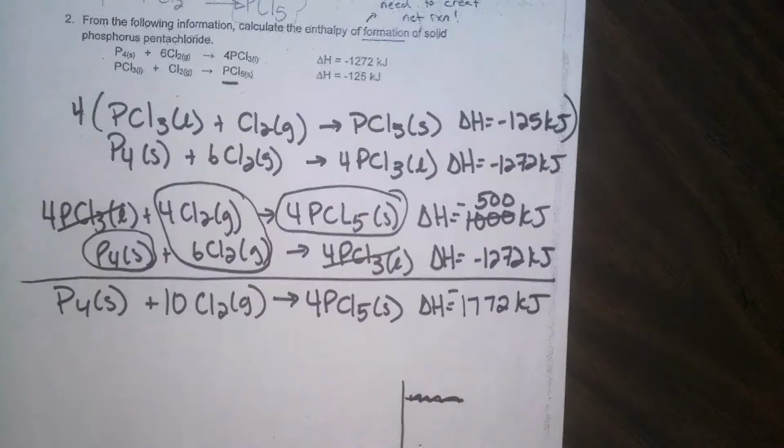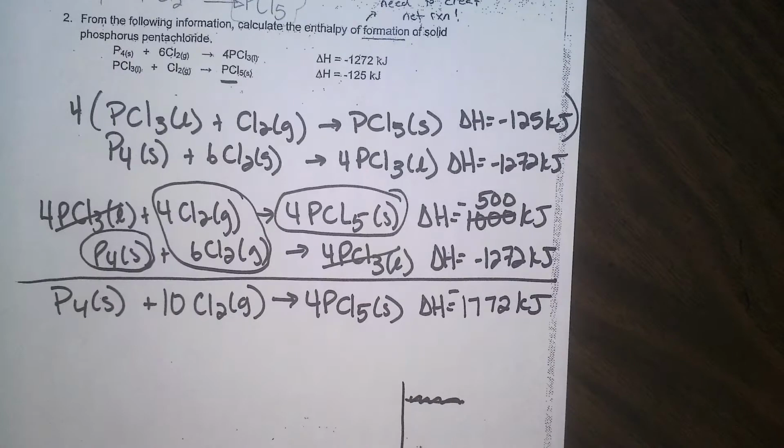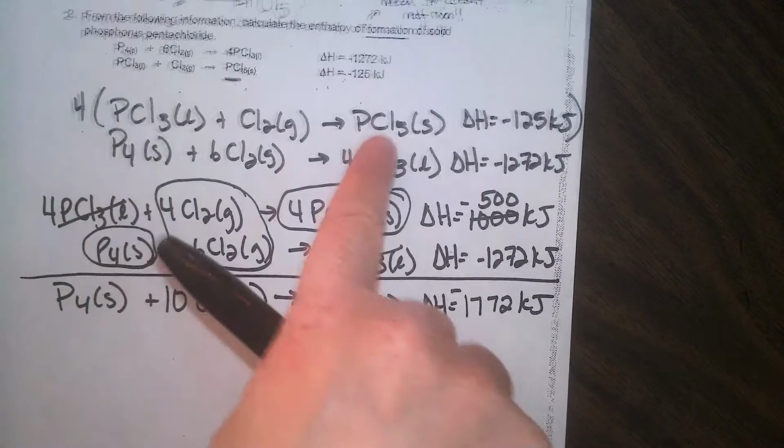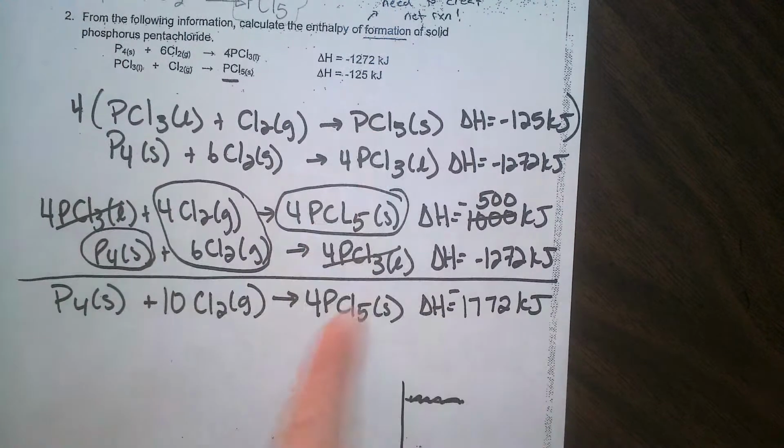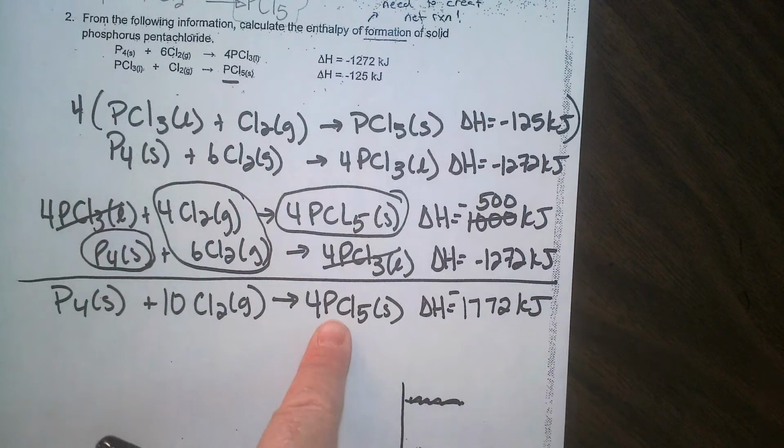How did you get 4 PCl5? I only got 4 Cl. Here I had to multiply it by 4. Yeah. So that's 4. It doesn't cancel out anywhere along the way. There is no other PCl5.